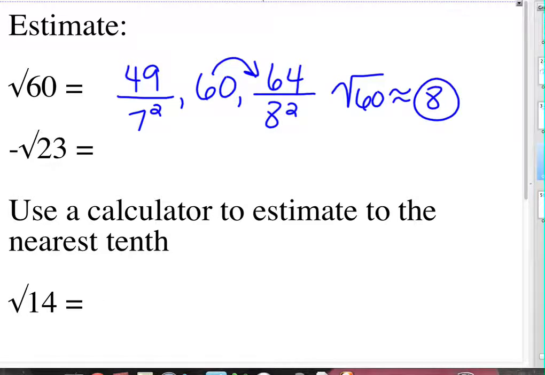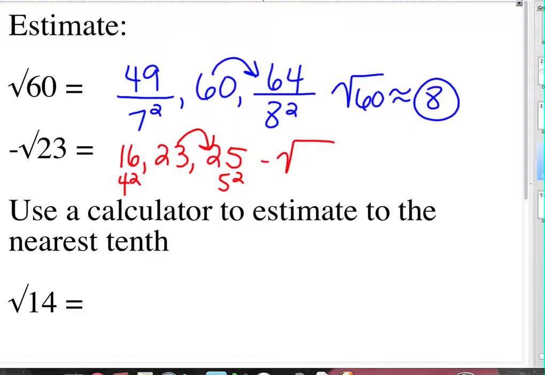How about negative the square root of 23? Okay, what's it in between? What's in between these two? That's 4. That's 5. What's it closest to? Closest to this. So, negative the square root of 23 is about negative 5.